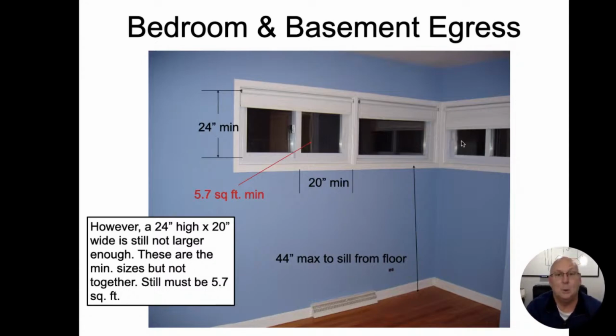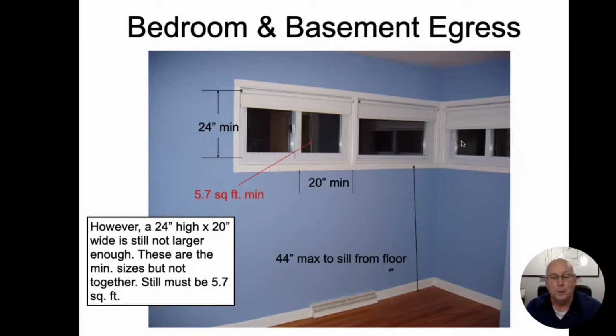So the minimum size opening of a removable window is 5.7 square feet, all right? I need you to know that number, 5.7 square feet. You will see that number again. The minimum height is 24 inches. The minimum width of the opening is 20 inches, all right? But let's just, for ease of numbers, let's say that was 24. 24 by 24 is 4 square feet. That doesn't equal 5.7, all right? So I can't have an opening 24 by 20. Just because I satisfy those two requirements, I still have to satisfy the 5.7.